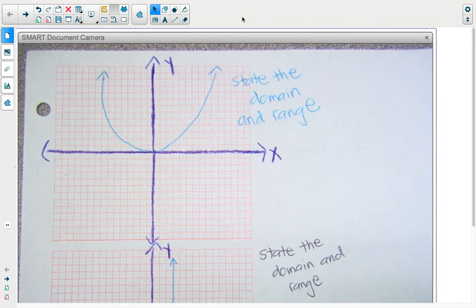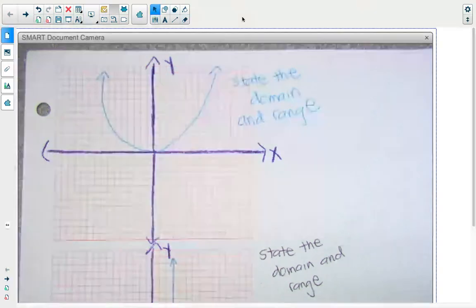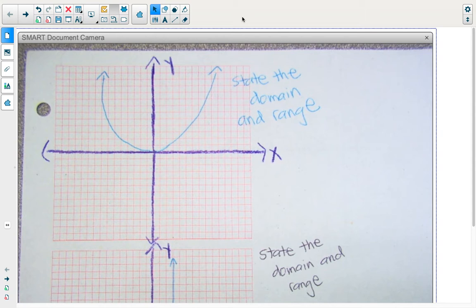So here we go. Domain is all possible x values. So what can your x be? Can x be anything greater than 5? Can x be anything less than -2? Is x any number? And range is your possible y values. So same thing, is y less than -7? Or is y greater than 10? Or can y be anything? So domain is your x and range is your y.